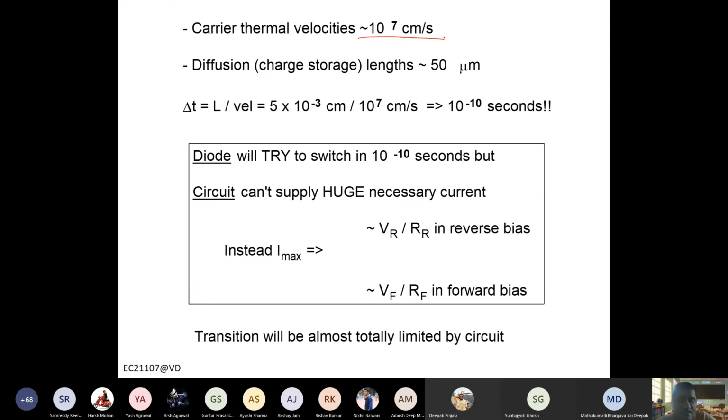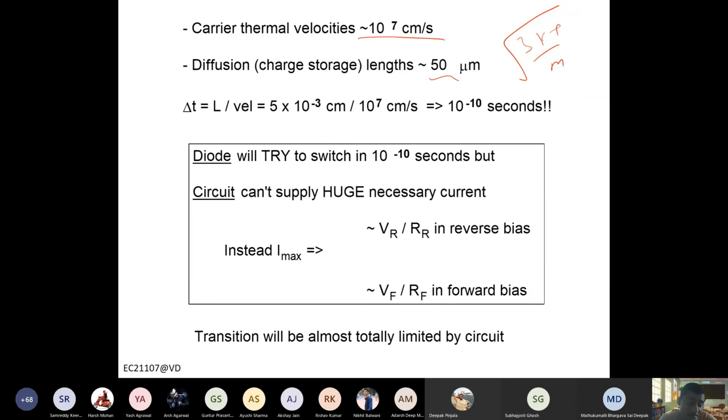Carrier thermal velocities are 10⁻⁷ centimeter per second, right? That we have already calculated, right? Square root of 3kT by m. And then diffusion length is of the order of a few tens of micrometers. In silicon, you can assume as less as 50 micrometers.